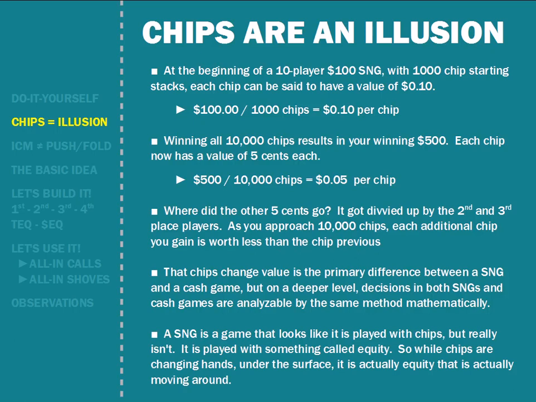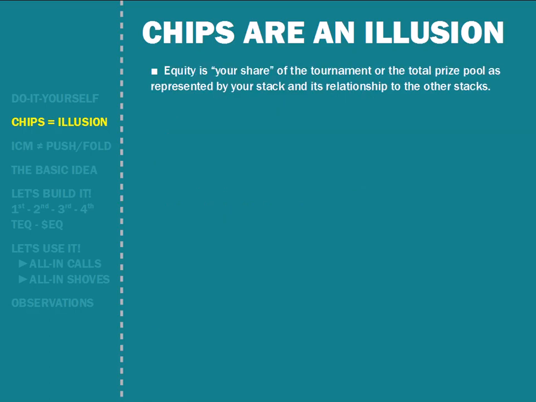Now, a sit and go is a game that looks like it's played with chips, right? I mean, we're raising, we re-raise, we shove all in, and we're doing it with chips. Guy has to call, you have to think, well, do I call the 1,200 chips or what? So it looks like we're playing with chips, but we really aren't. Sit and goes are really played with something called equity. So while it's chips that are changing hands and moving around, under the surface, it's actually that thing called equity that is moving around.